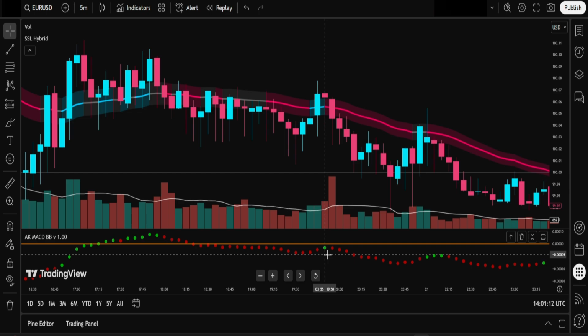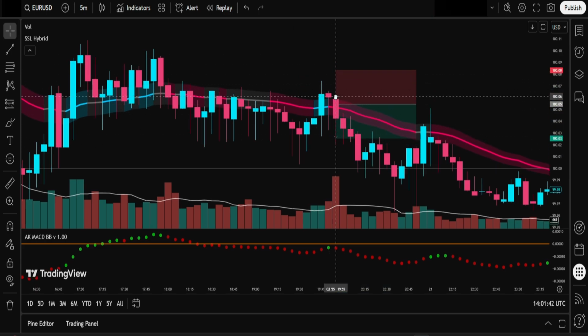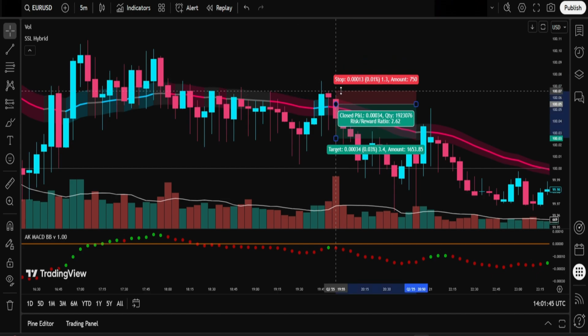For timing, the MACD dots flip green to red while still below zero. That's bearish momentum resuming. Confirm participation. Volume bar should be above the MA. With all boxes ticked, we sell on the next candle open. The stop goes just above the MA baseline or above the most recent swing high, whichever is higher. Take profit is 1.5 times the risk. Price slides, MACD remains firm below zero, and the final push completes the target.